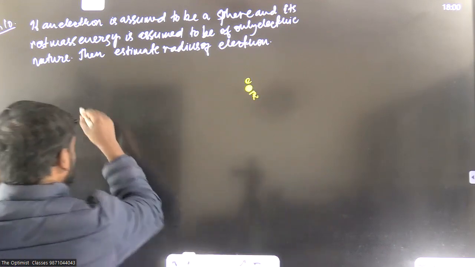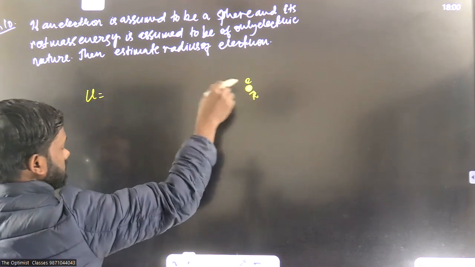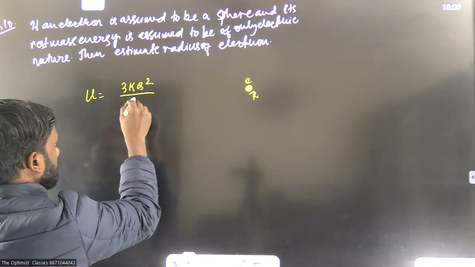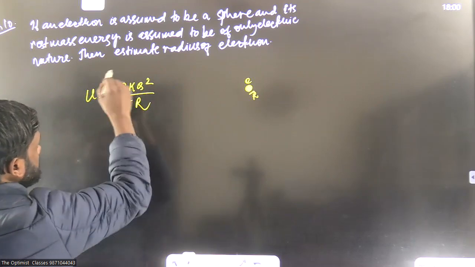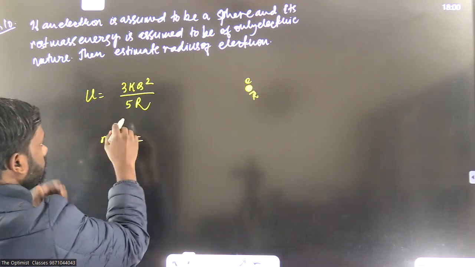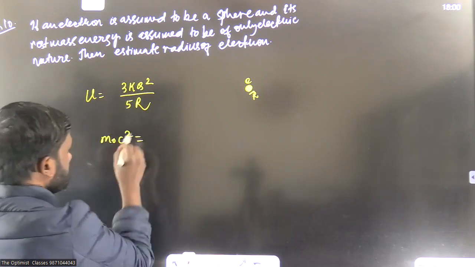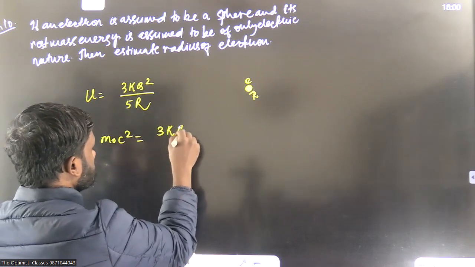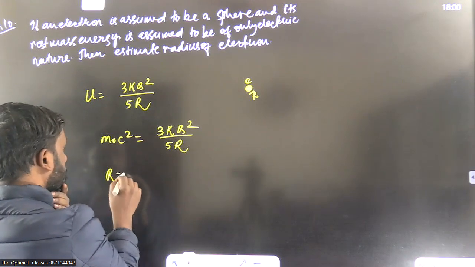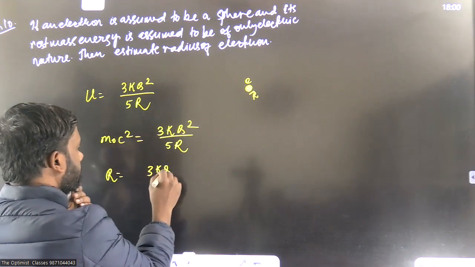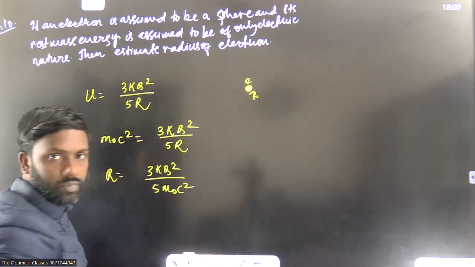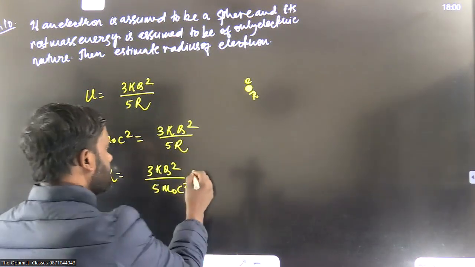Then we know that electrostatic energy is equal to, for such a sphere, it is 3kq square upon 5r. And question says that rest mass energy, which is m naught c square, is only because of this electrostatic energy. So we can write this as 3kq square upon 5r here. So therefore, r will become equal to 3kq square upon 5 m naught c square. Okay.